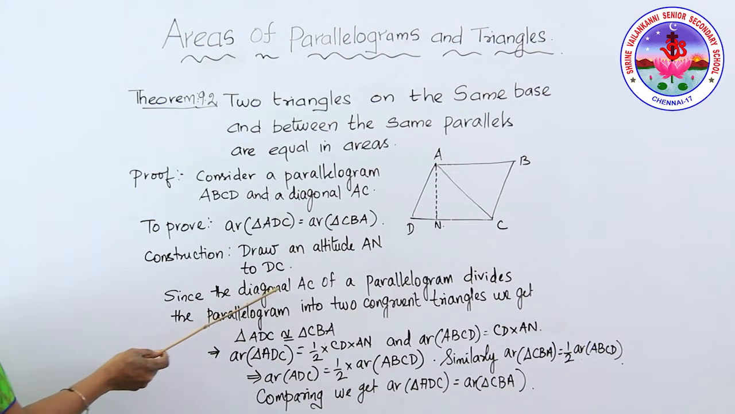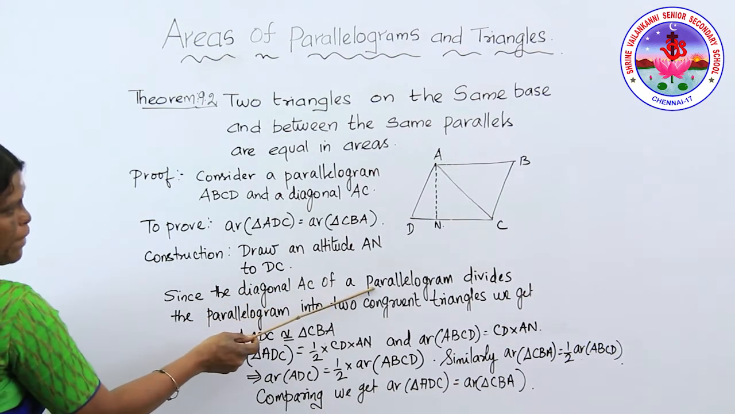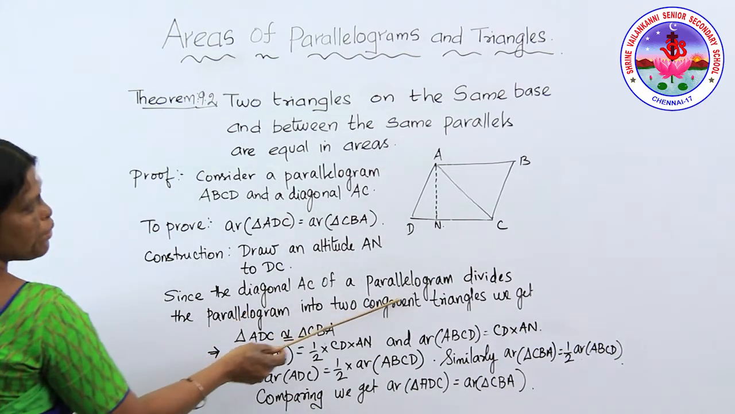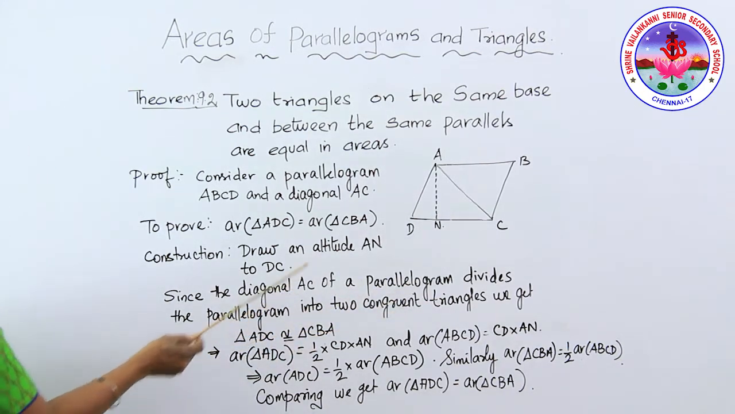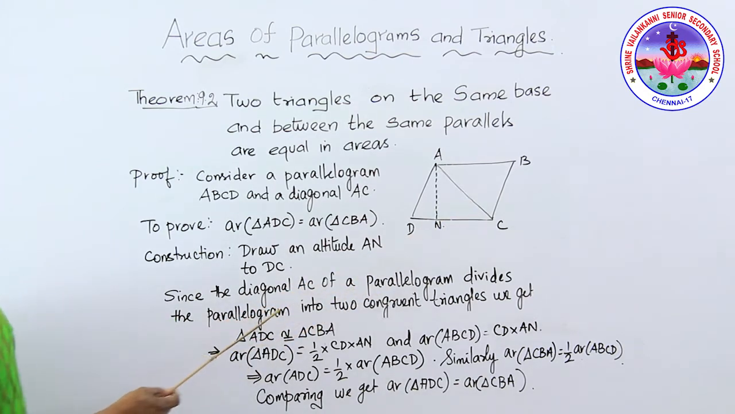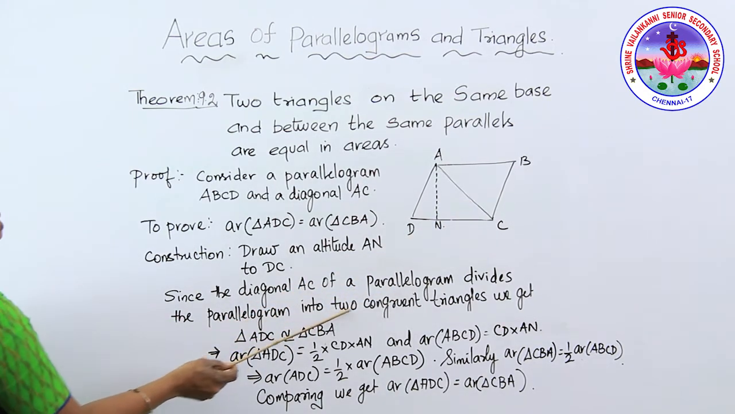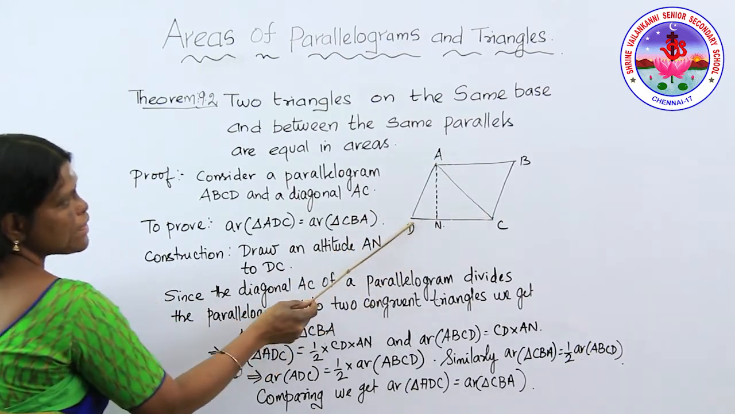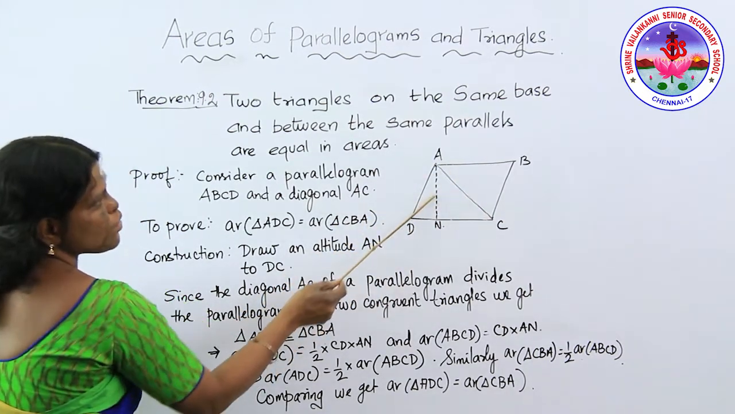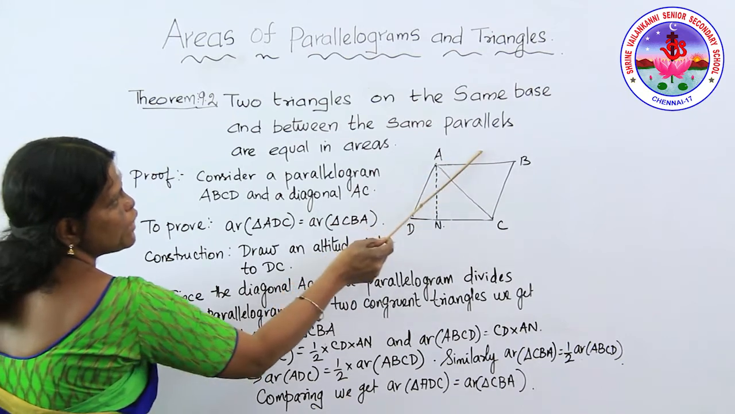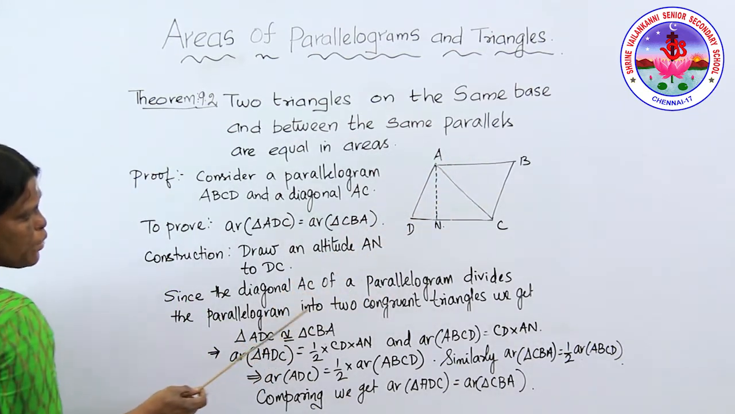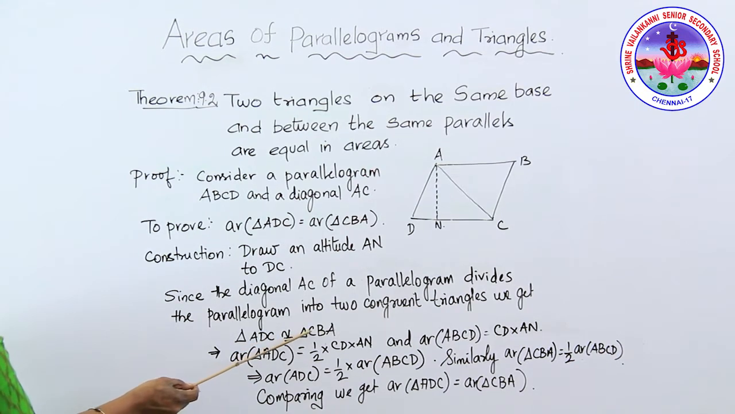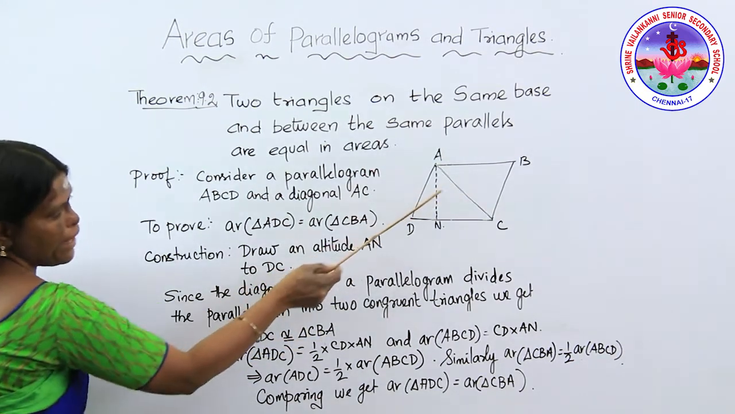We know that the diagonal of a parallelogram divides it into two congruent triangles. So I have written that the diagonal AC divides a parallelogram ABCD into two congruent triangles. Congruent triangles means the corresponding sides of the two triangles are equal to each other. So in this case I am writing triangle ADC is congruent to triangle CBA. I am talking about these two triangles.